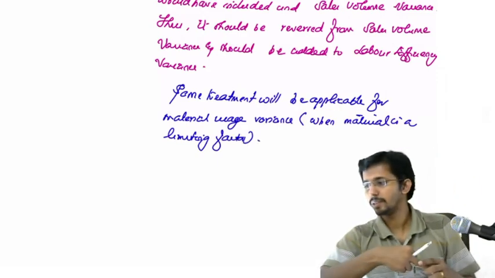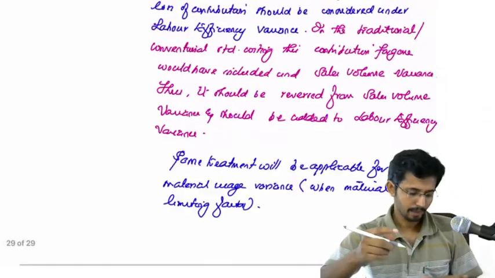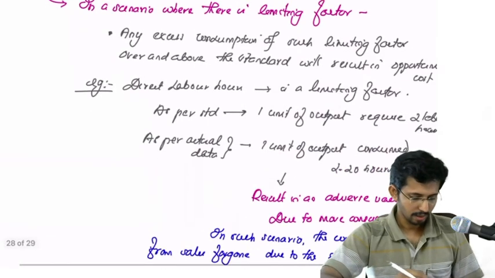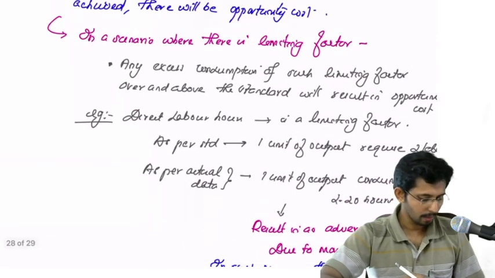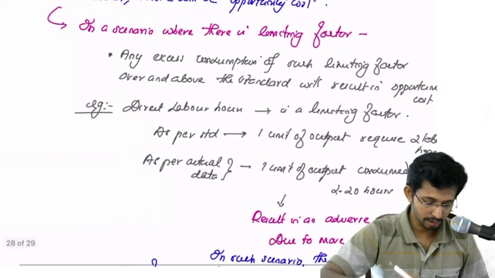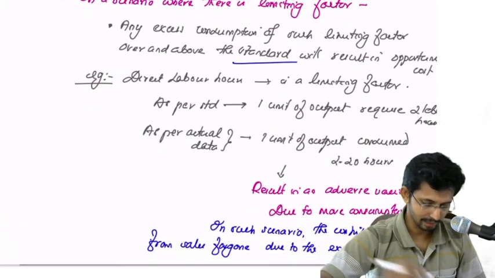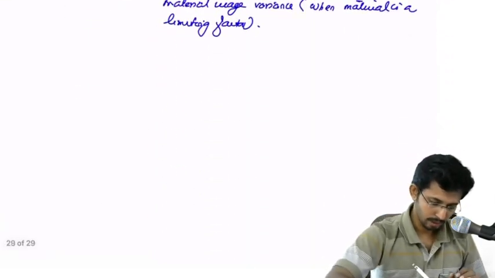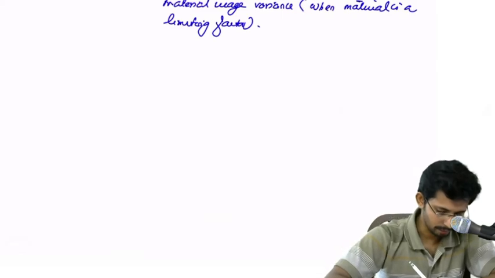Is a limiting factor. Is it clear? Okay. Now this is one scenario where there is excess consumption of such limiting factor over and above the standard. Okay. Now there could be a reverse situation also.